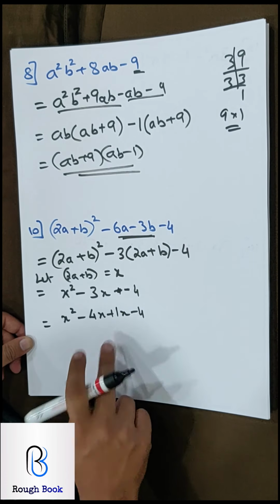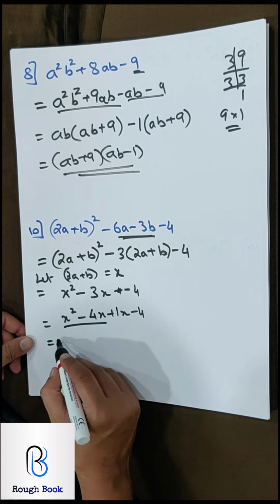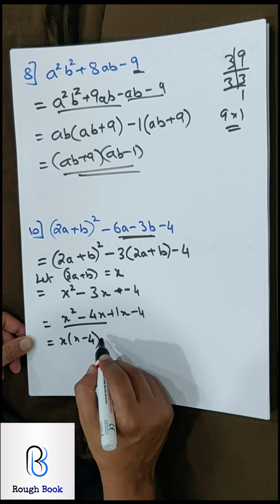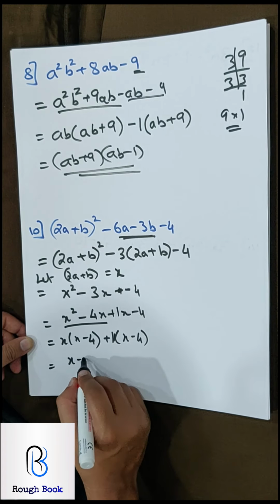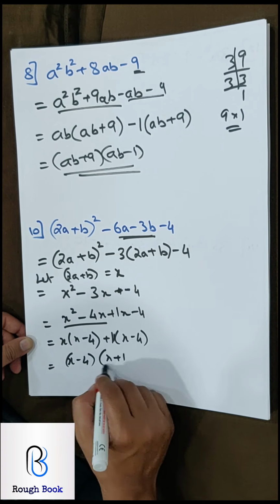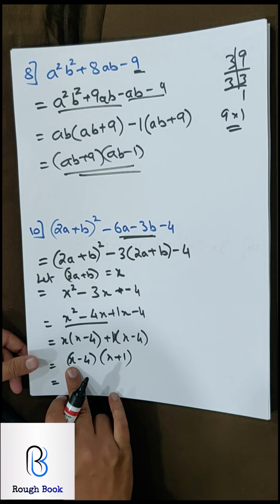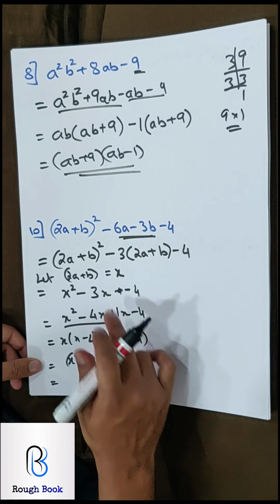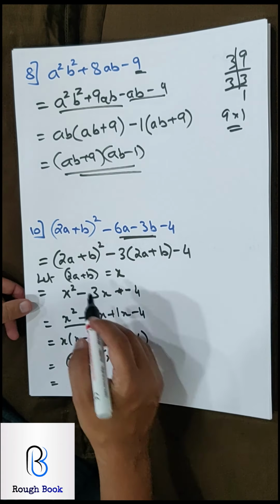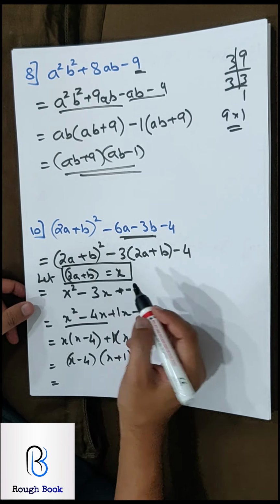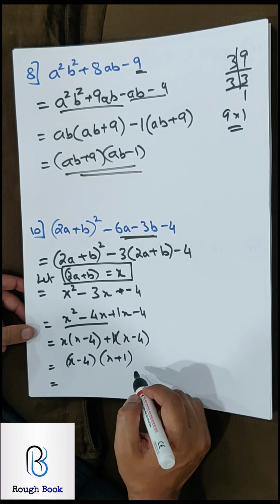By now I am sure you should be able to do this mentally. Common x minus 4 plus 1 x minus 4. So I get x minus 4, x plus 1. Resubstituting x as 2a plus b. People come here, they are happy and they leave the sum here itself. They lose 1 mark. Whenever you substituted something as something, you need to resubstitute it back.